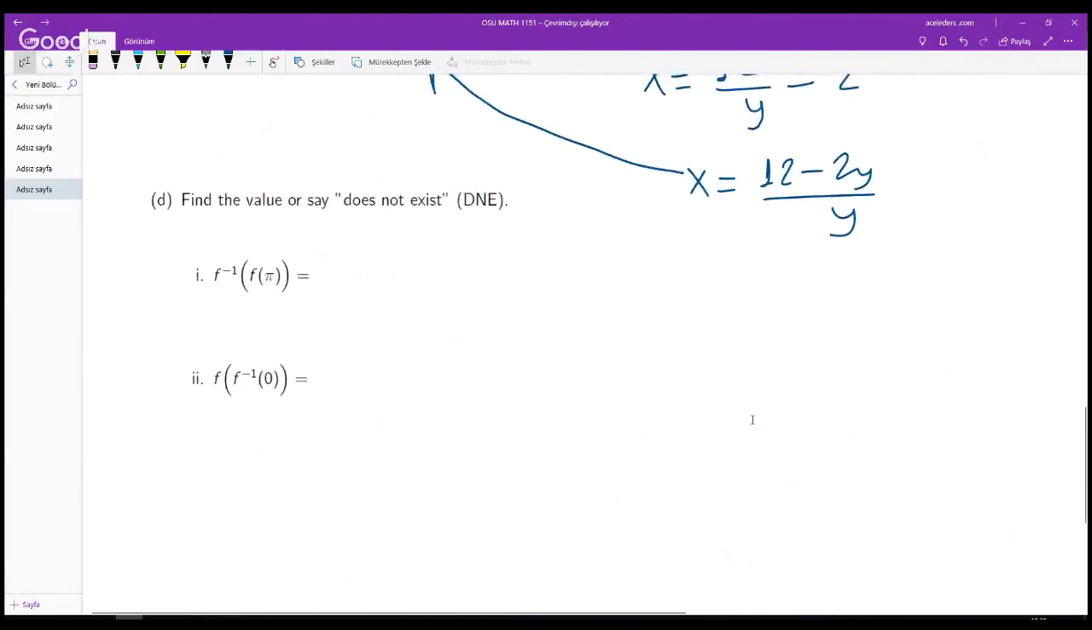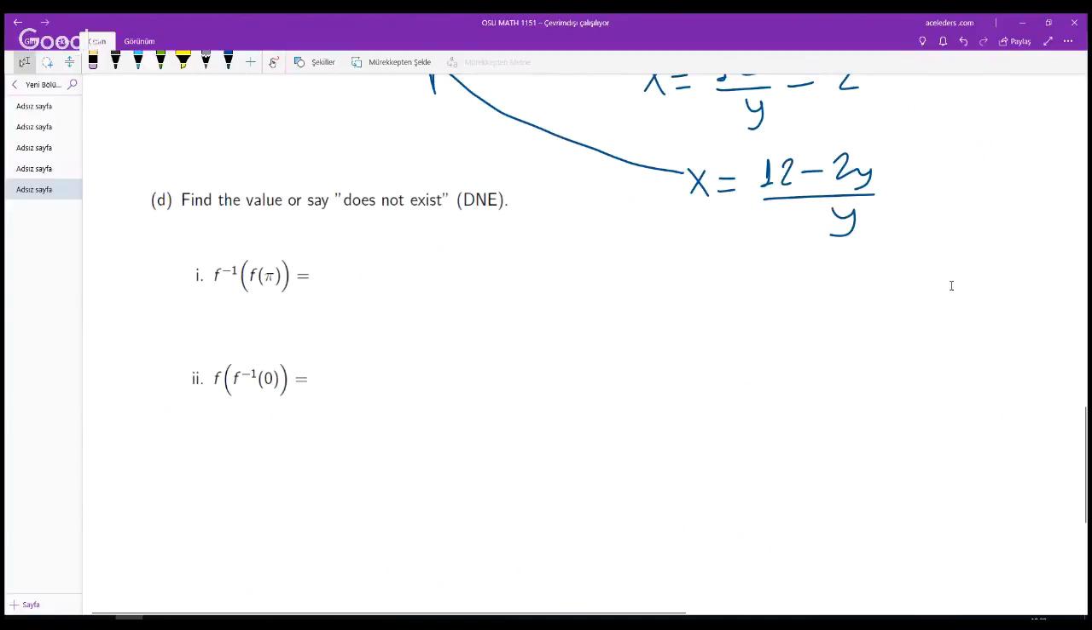Part D. Find the value or say does not exist. So, the first one, f inverse f of p. What do you say? What do you do? What is your suggestion? F inverse f p.